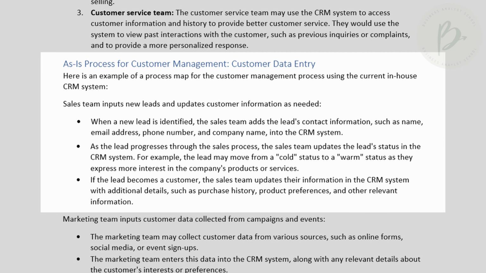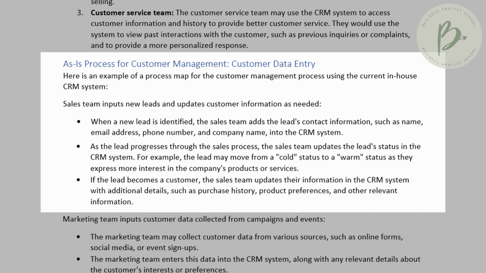Some of the as-is processes that the business analyst could have identified: what is the sales team doing? They are inputting new leads and updating customer information as needed. But where does it start from? The BA doesn't really need to go into detail at this stage because we're just doing our situation investigation and problem analysis. But you have a general understanding of what the as-is process is, which is that a new lead is identified by the sales team.